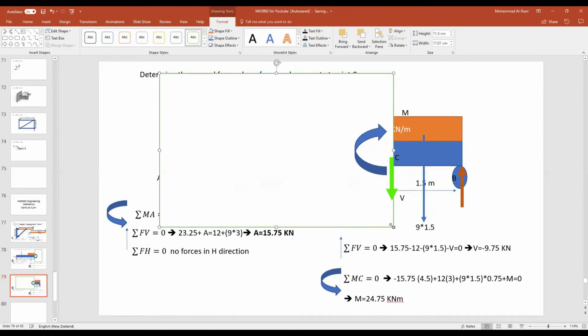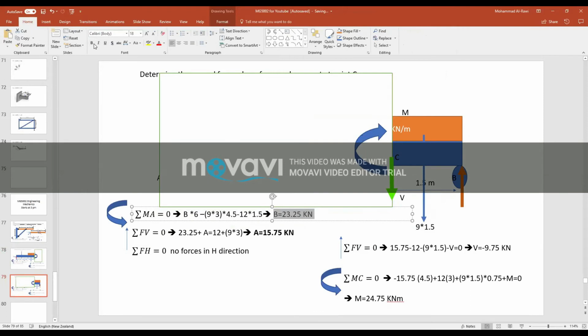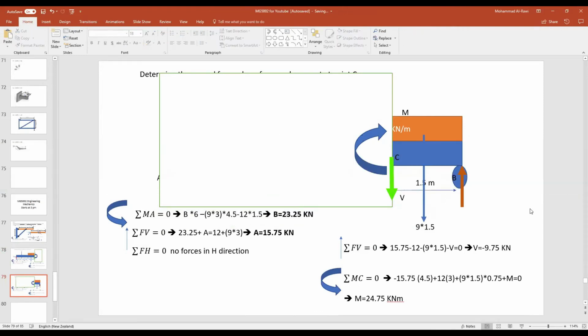Do you remember what's the value for B? I think we found it here. So I need to copy that number. I would just highlight it, so at least we remember this value. All right. B is equal to 23.25 kilonewtons, and the UDL is 9 kilonewtons. And this is the moment.